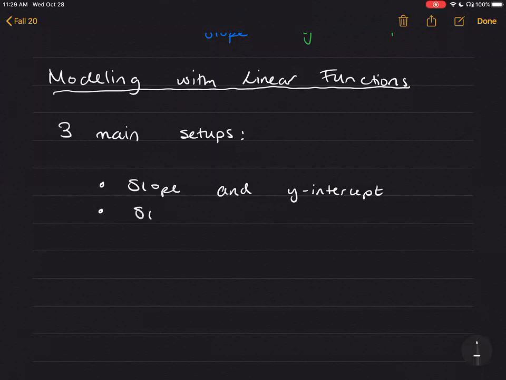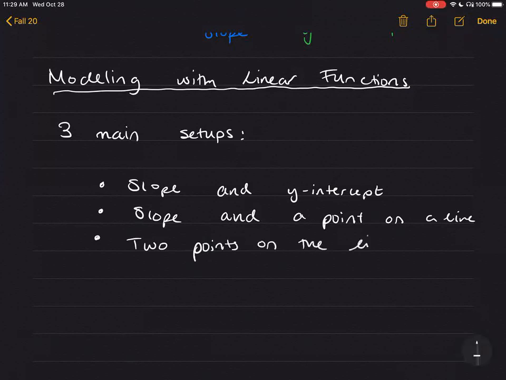Another kind of setup is if we have our slope and we have a point on a line. So that'll look like some sort of rate, and then maybe we know halfway through it hits this much, right? So we've got a point on the line and a slope. And then the third one is we just have 2 points on the line. So we know what happened at some time and we know what happened at a different time. And so we can connect those 2 dots with a line, with a linear function. So let's see examples of each of these in action.